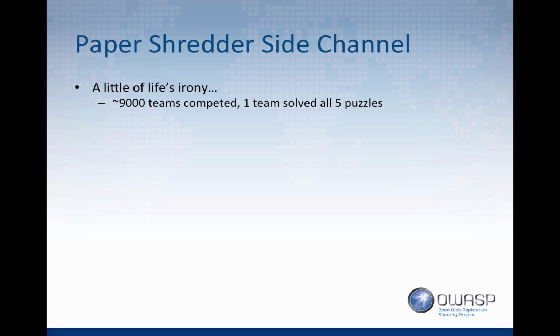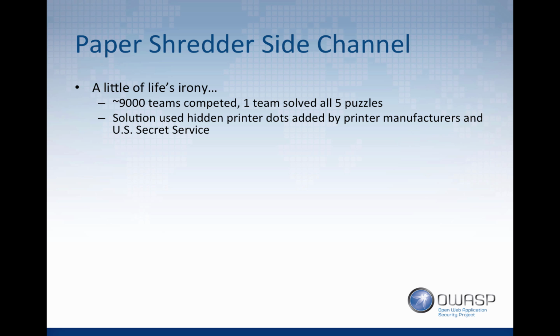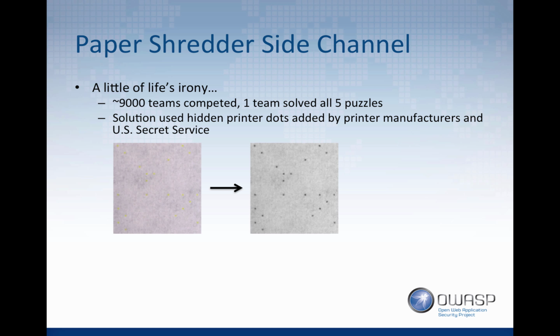A little bit of life's irony: about 9,000 teams competed, and one team, All Your Shreds Belong to Us, solved all 5 puzzles. The way they did it was by using hidden printer dots that were added by the printer manufacturers and the US Secret Service. It's really hard to see there, but here's a black and white version of it. Manufacturers add logic into your printers to print these little random-looking dots, but in a certain way so you can figure out what printer it was.